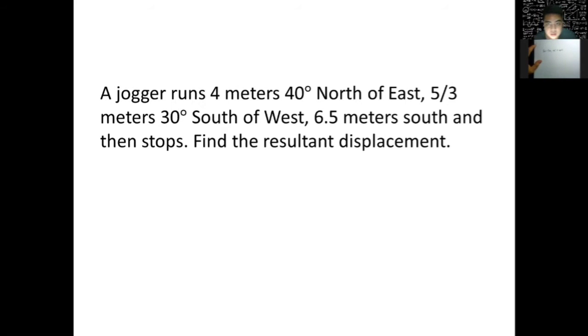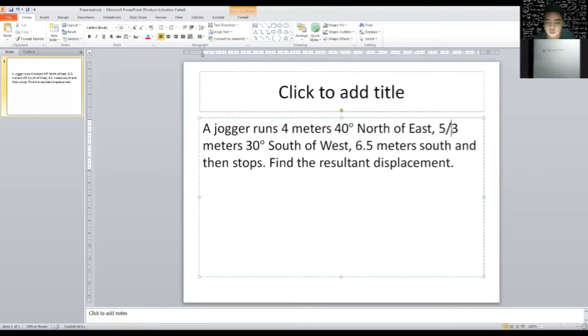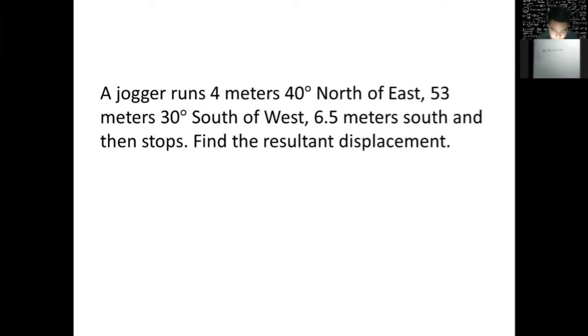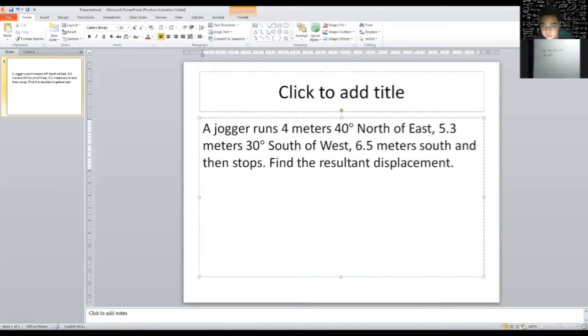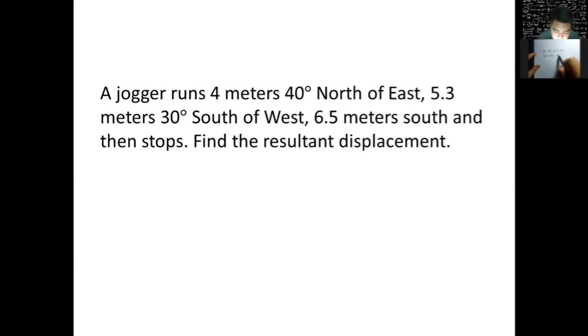And then we have displacement B. Let's fix this: it is 5.3, not 5 over 3. So we have displacement B denoted as 5.3 meters, not 53. Sorry again, this is 5.3 meters, 30 degrees south of west. Then we have displacement C, equivalent to 6.5 meters going southward, and then the jogger stops. Find the resultant displacement, meaning the resultant vector.